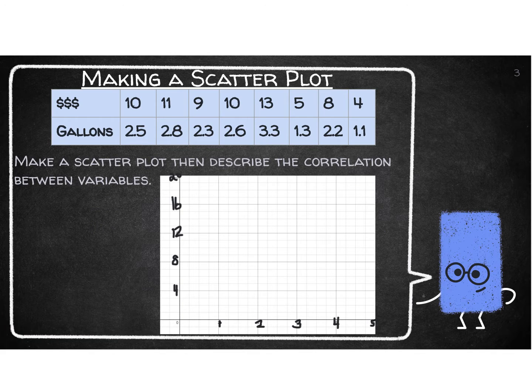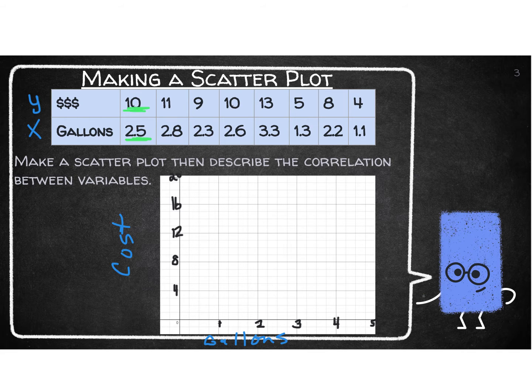Okay, now we're going to make a scatter plot of the data of the gallons that you put in your car versus the cost. So we're going to call the cost Y and the gallons X. It doesn't really matter. You could do it the other way as long as it's consistent and you label it. But cost, we're going to put going up. And then gallons, we're going to put going across on the bottom. Make sure we label it. And then we just graph our points. So when we're graphing our points, we're going to go over on the X and then up on the Y.